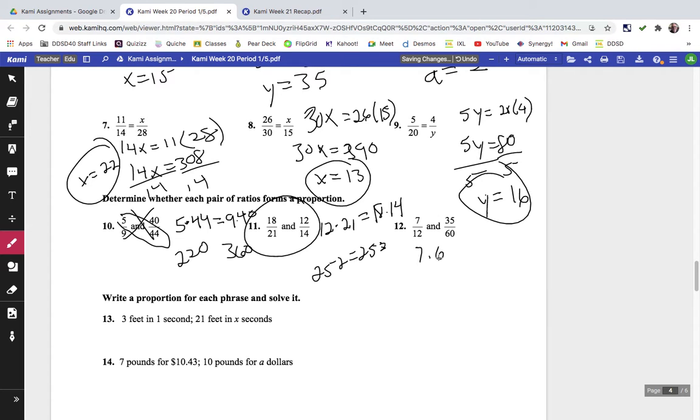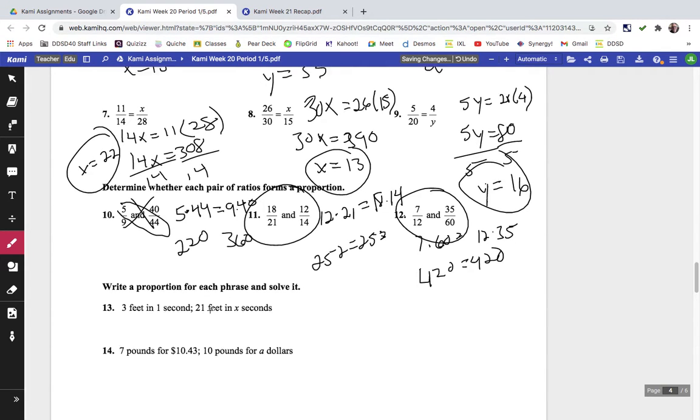Let's check 7 times 60 to see if that's equal to 12 times 35. 7 times 60 equals, should be 420. And 12 times 35 is 770. Doesn't seem right. Let's try it again. 12 times 35. There we go, 420. Okay, so this is also proportional. 7 over 12 is proportional with 35 over 60.